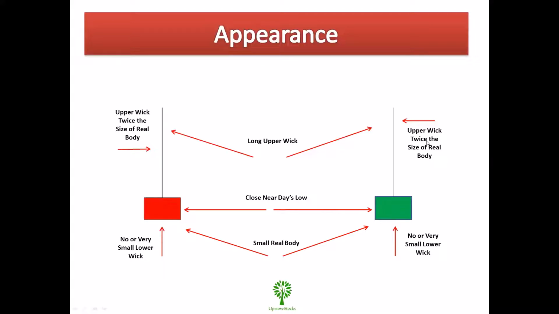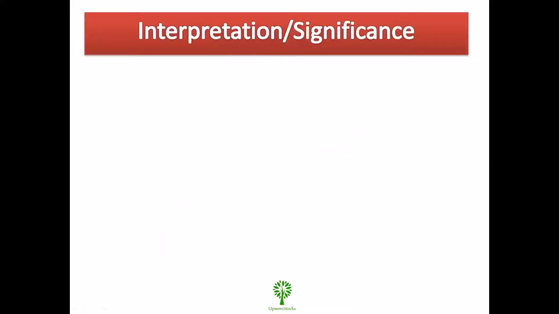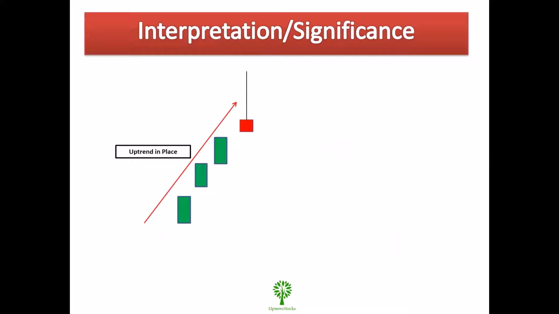Now we will be moving on to the second part of the presentation. The second part is interpretation and significance. So let us say you see a shooting star on a particular chart of a stock or index. One thing you need to ensure is that the stock or index is in an uptrend. It is very, very important to ensure that the shooting star candle has formed in an uptrend. If it is formed in a downtrend, then it will have a different interpretation. To ensure that there can be a potential reversal from uptrend to downtrend, you need to ensure that there is an uptrend in place in a particular stock or index.